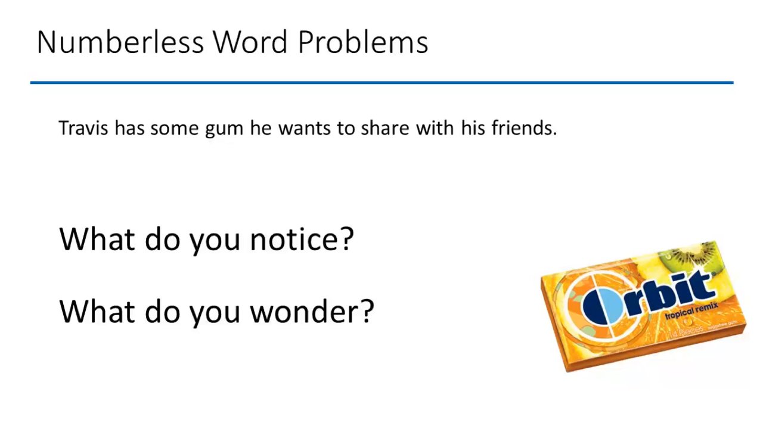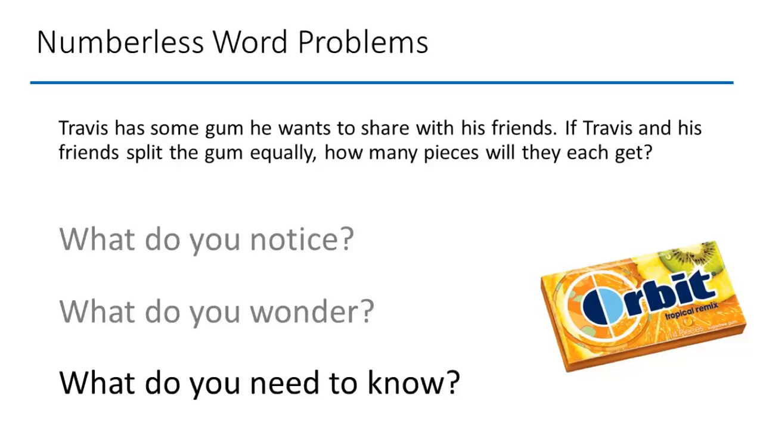So Travis has some gum. He wants to share it. I wonder how many pieces he has, or what flavor it is, or how many friends does he have, right? And so we can bring all those ideas to the forefront. Then the teacher gives a little bit more information. If Travis and his friends split the gum equally, how many pieces will they each get?